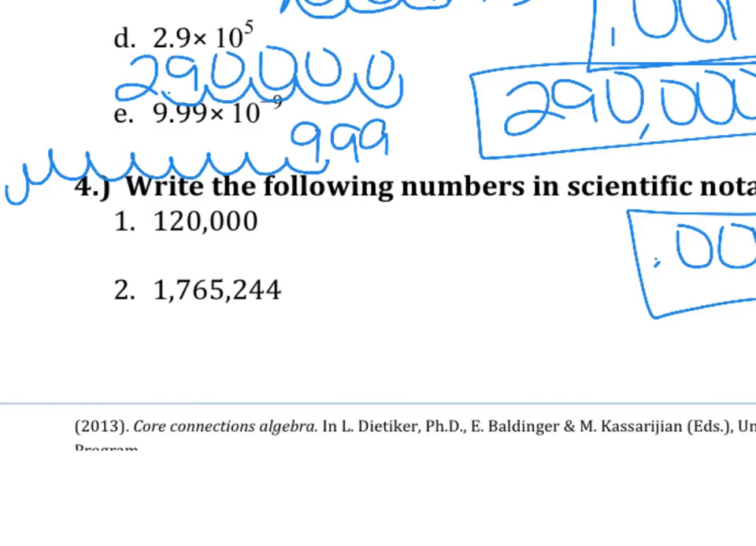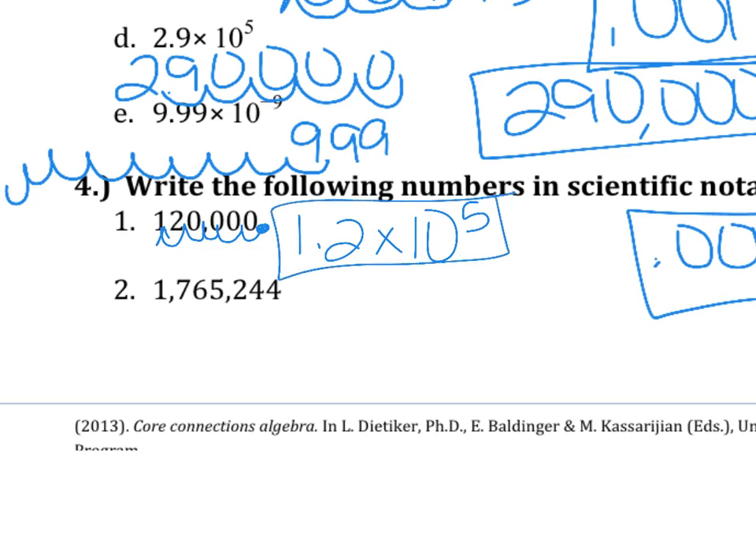For the last couple of examples, we're going to write numbers in scientific notation. This is where we're going to identify the decimal point. If we don't see one, it's at the end. And then we want to move it so that there's one number in front of the decimal point. So we're going to go 1, 2, 3, 4, 5 spots. So we have 1.2 times 10 to the 5th power. We're going to drop the rest of the zeros. And it's a positive 5 because it is a larger number.